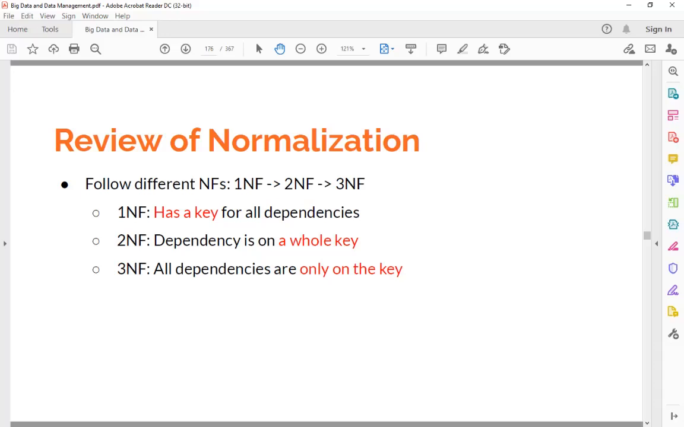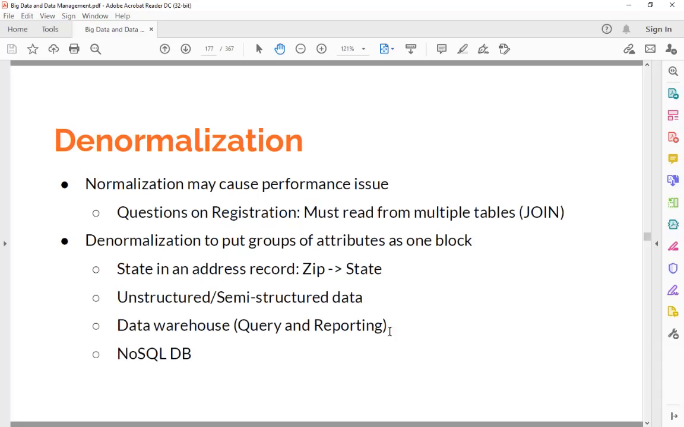Second normal form: dependency is on the whole key, not part of it. And third normal form says all dependencies are only on the key, not on any non-key column. So when we talk about third normal form, it means every element has a key, on the whole key, and only on the key. Remember these 3 parts in red. So normalization is basically printed in the blood and genes of the relational model.